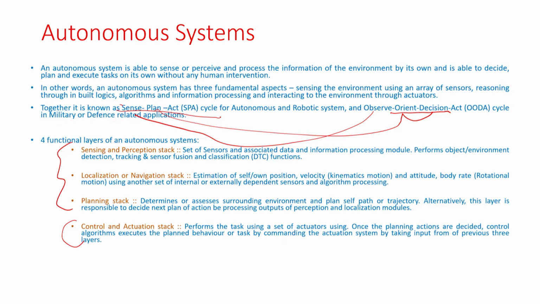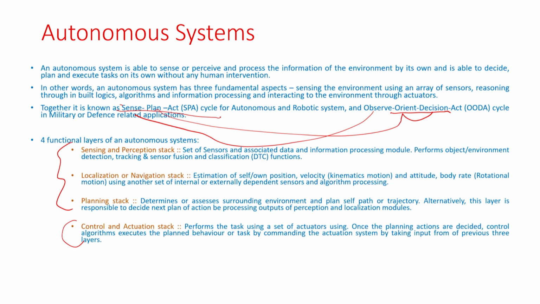So, orient and decide will be part of your planning, and obviously, finally comes your actuation. Then what is the UAV going to do? It will look for the target, or it will track a continuous suspicious target. That is a part of the UAV's task, or it will bomb the target, whatever it wants to do. That part is your actuation. So, the four functional layers that I have talked about are the sensing layer, the localization layer, which I am coming to, the planning layer and the actuation layer.